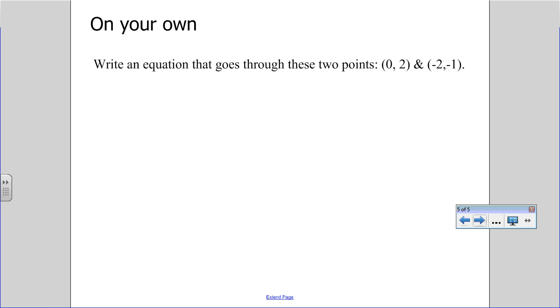Write an equation that goes through these 2 points, 0, 2, and negative 2, negative 1.